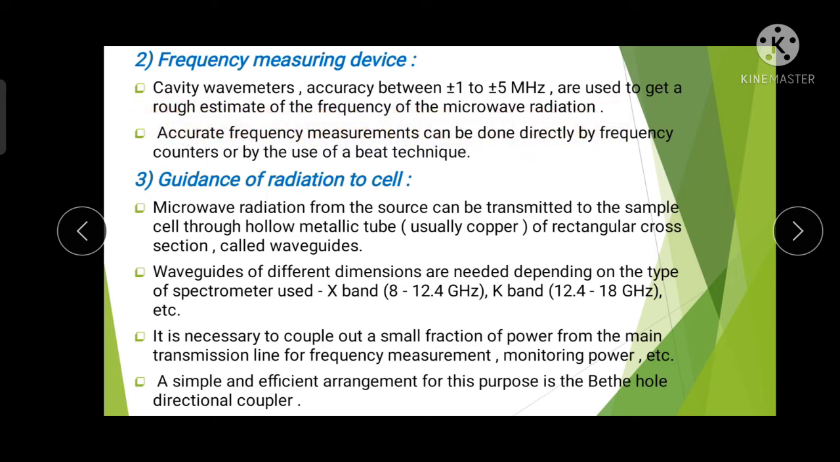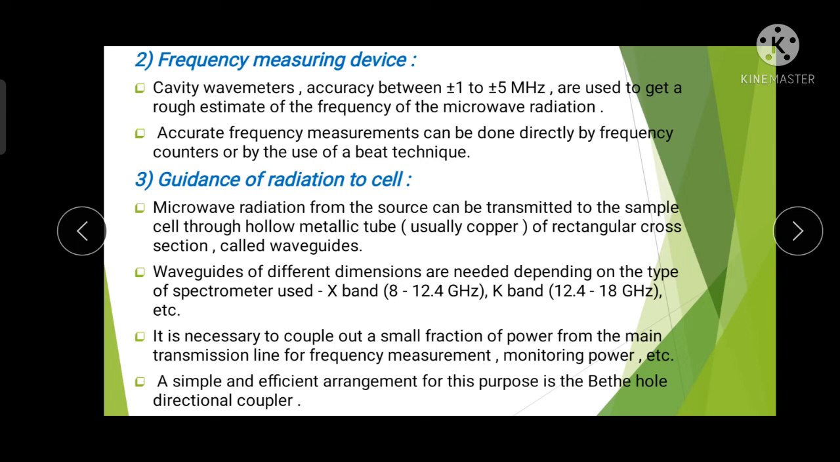That means here is a measurement of the frequency of the microwave radiation, and this is measured with the help of cavity wave meters, and the accuracy of these cavity wave meters lies between plus or minus 1 to plus or minus 5 megahertz. So in this way we can measure the frequency of microwave radiation with the help of cavity wave meters. Accurate frequency measurements can be done directly by frequency counters or by use of the beat techniques. That means instead of cavity meters, we can directly measure the frequency with the help of counters or the beat techniques. So this is the second part.